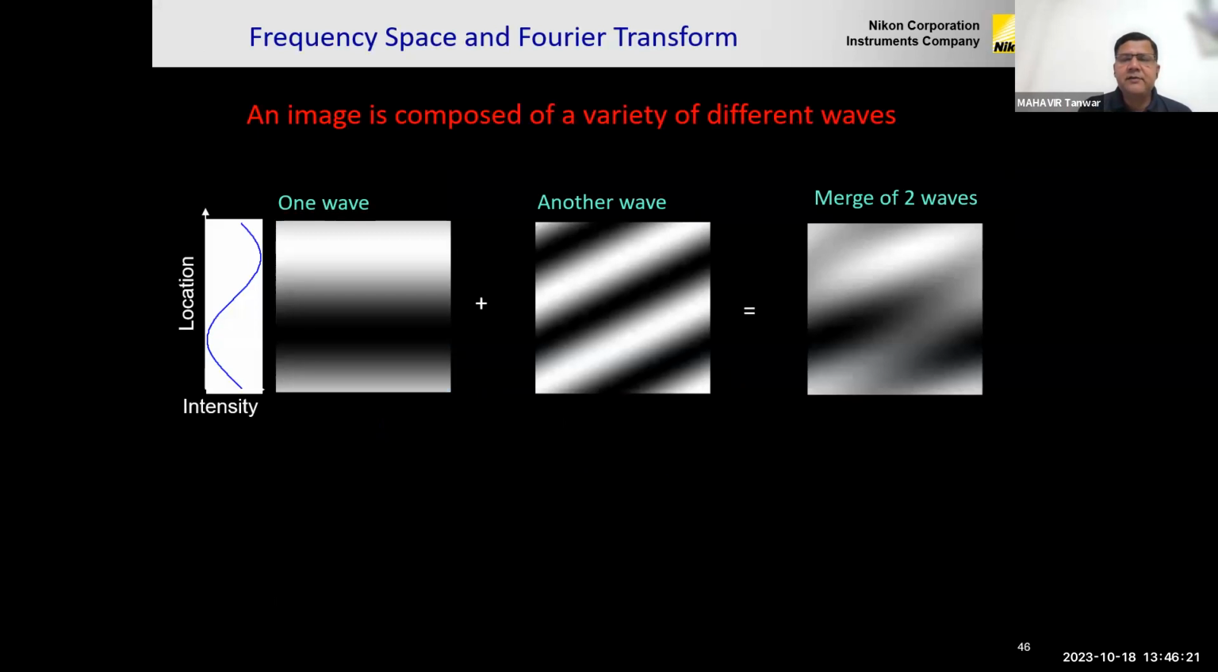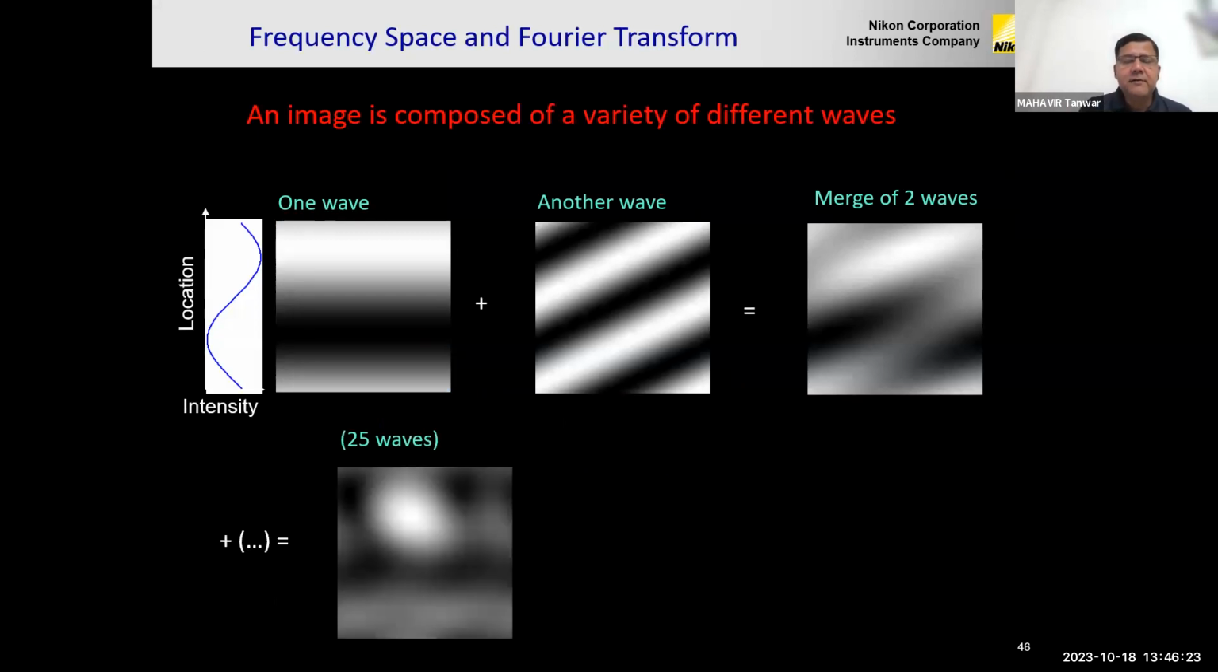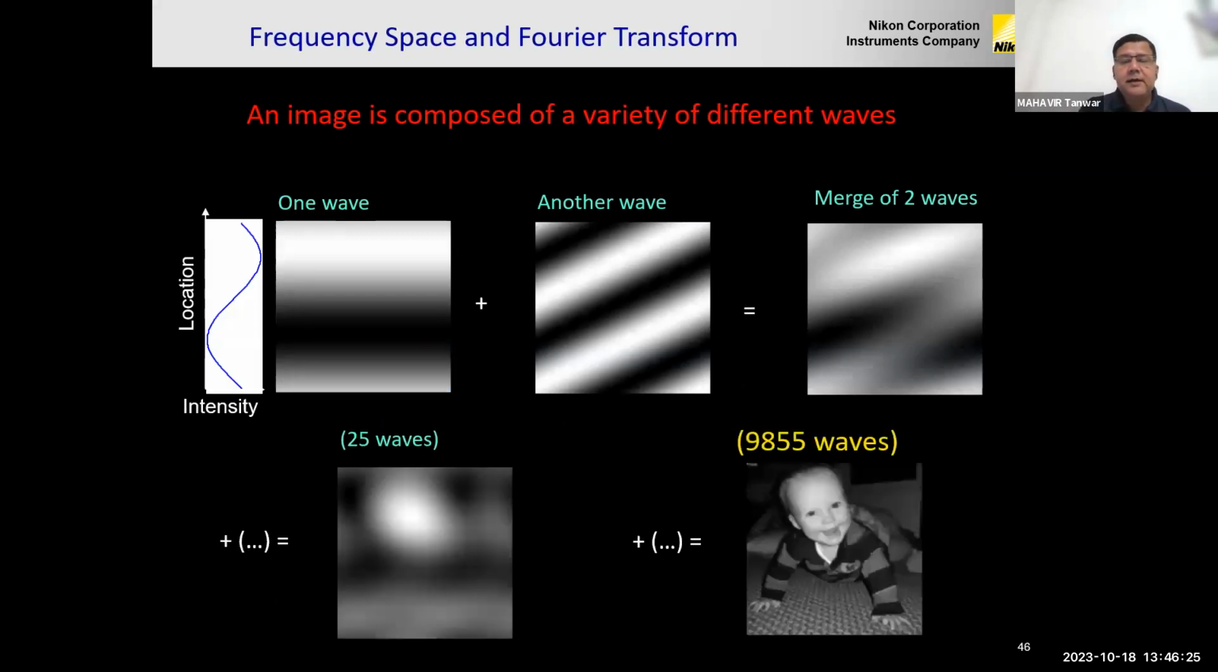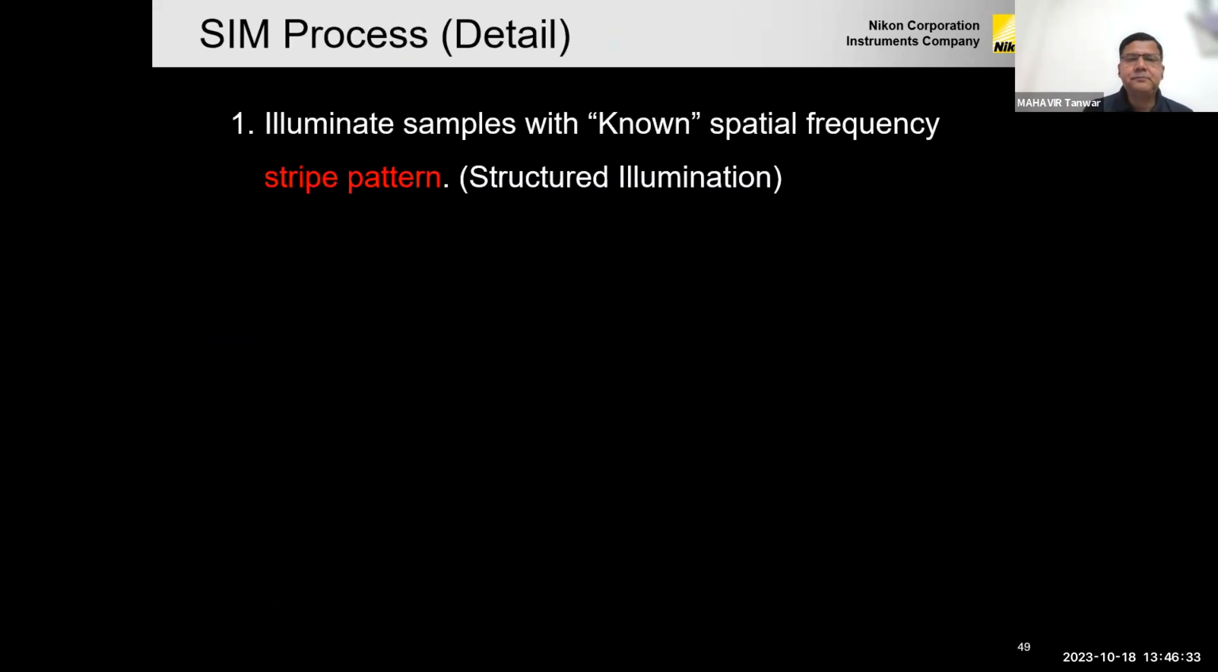One wave, another wave, it's a merge of two waves. When we combine multiple waves, it makes one image. This is an imaging theory. And how it works in case of SIM: illuminate the sample with a known spatial frequency, a stripe pattern, right?